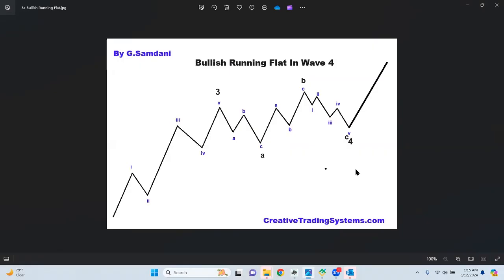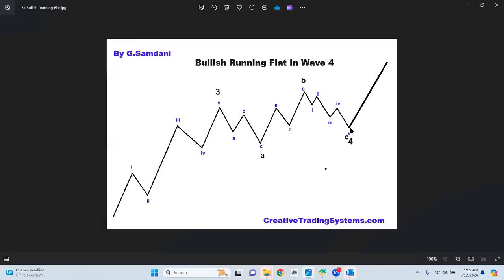If it goes below A, it's expanded flat. But if it stays above A and then moves to the upside, then you call it a running flat. Now, if the price is here and you can count 1, 2, 3, 4, 5, then you know that this could be a running flat. If you look at 5 subwaves, small waves, and the price is holding here, stalling and trying to go up, then be aware that this could be a running flat.